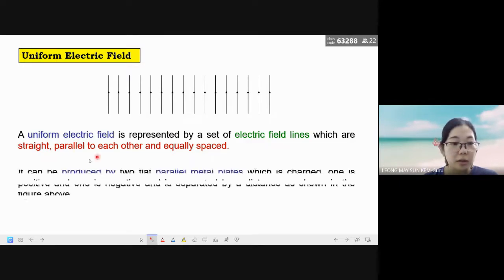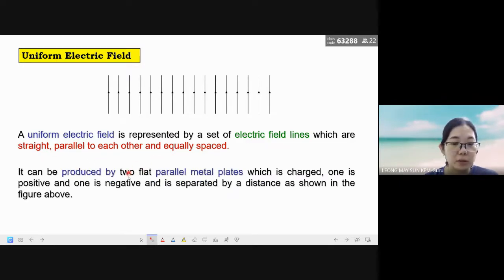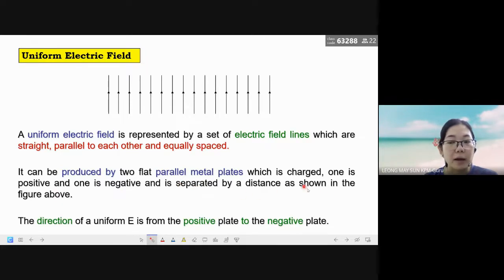This usually happens when it's produced by two flat parallel metal plates which are charged, one positive and the other negative, separated by a distance as shown in the figure above. The direction of the uniform electric field strength is from the positive plate to the negative plate. Again, we have drawn it just now: the electric field lines move from positive to negative. So can I ask, from this diagram, where is the positive plate? Top or bottom?